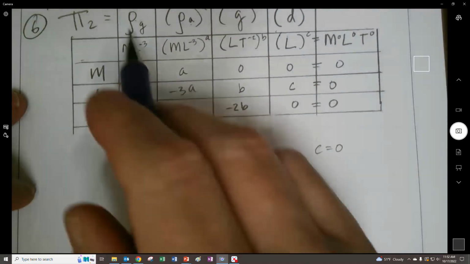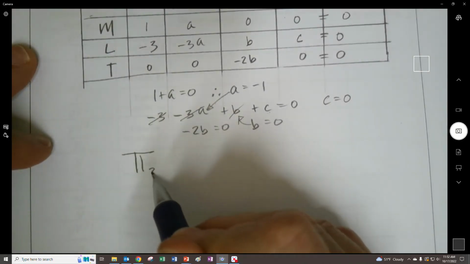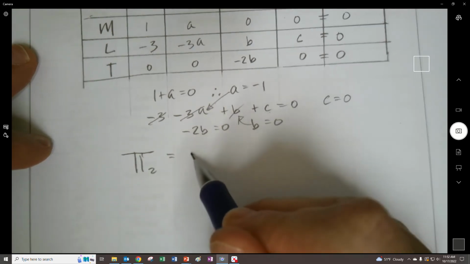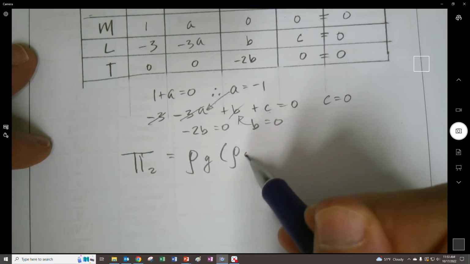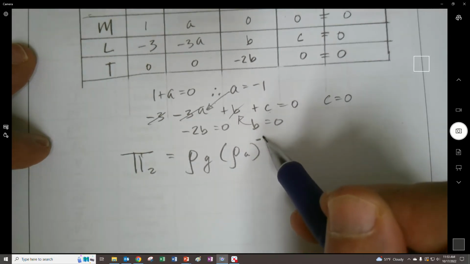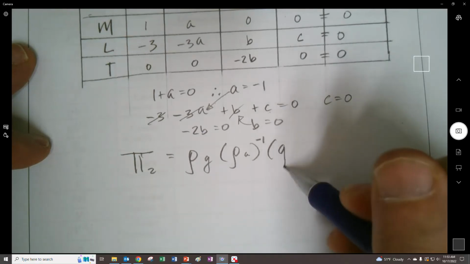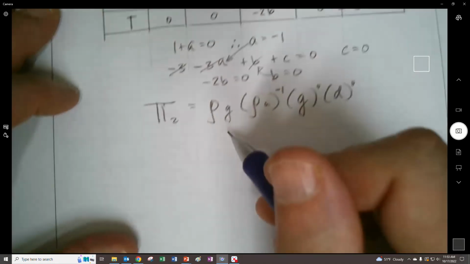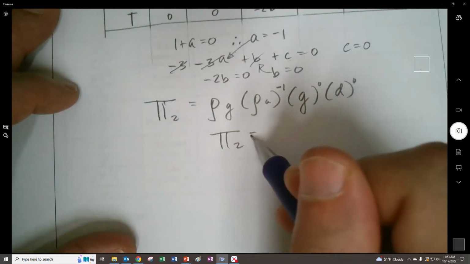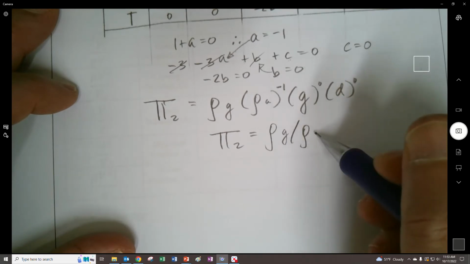But anyway, what we're left with, and when we write back up at the top, we guess that pi 2 is going to be equal to density of the gas times the density of the air to the negative 1, right? And gravity to the 0, diameter to the 0. Therefore, our pi 2 term is going to be density of the gas divided by the density of the air.